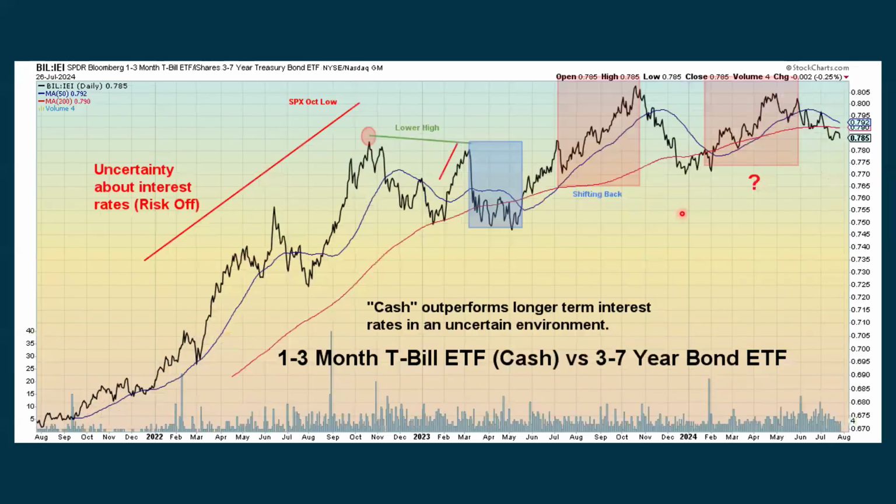Then we look at 1 to 3 month T-bills, which you could pretty much call cash. We compare them with 3 to 7 year bonds. When this ratio is going down, that means that interest rates are probably going down and that there's not a lot of inflation risk. Well, that's kind of what's happening here, and we want this to continue.